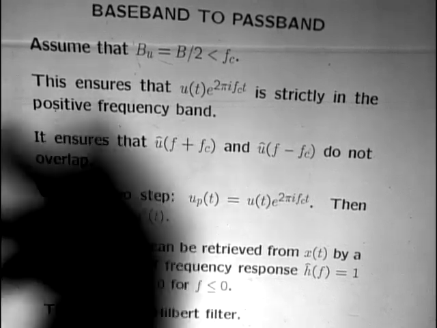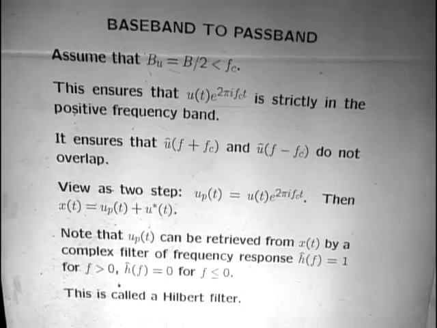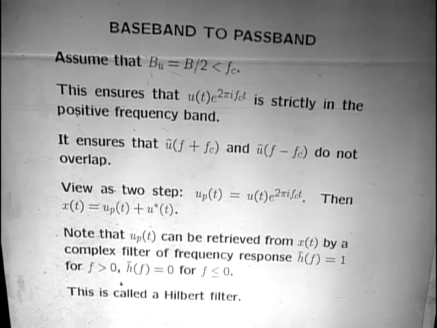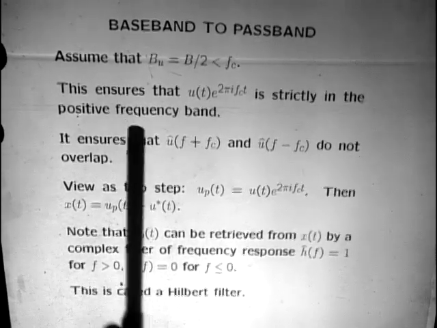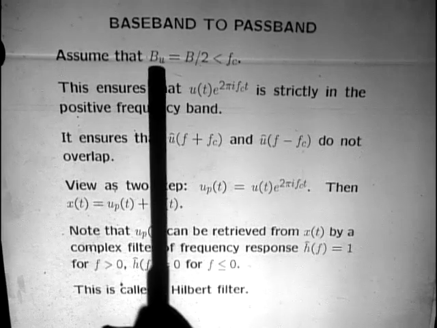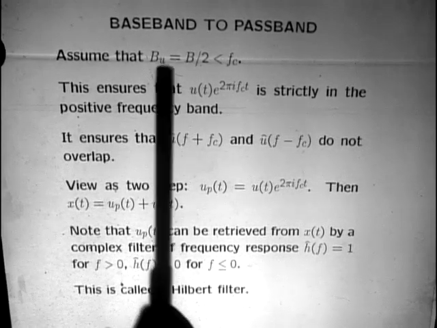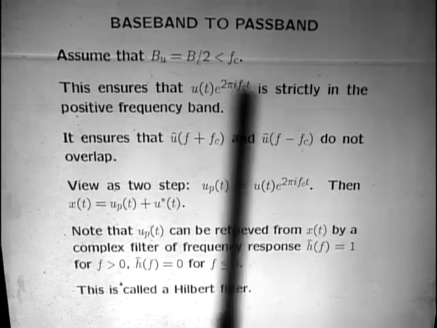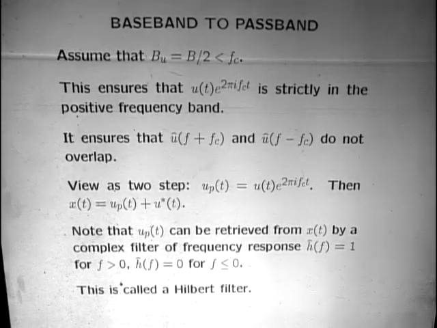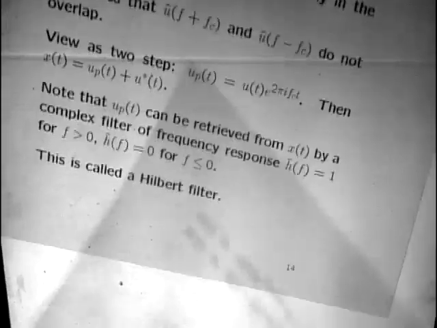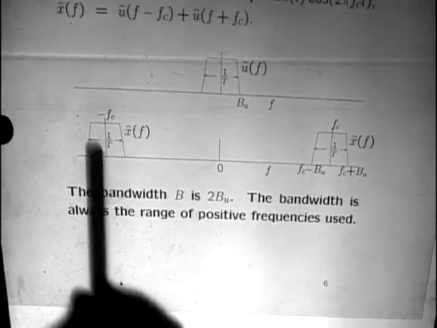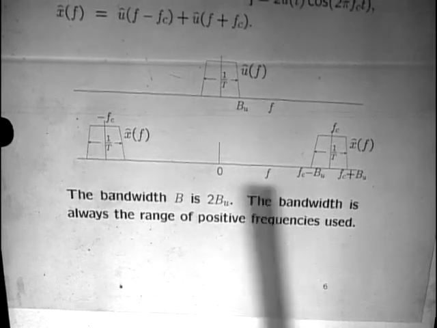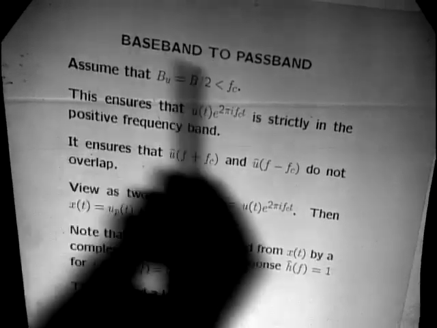Okay, so finally, we want to go from baseband to passband. We talked about this a little bit in terms of these frequencies. The baseband frequency, B sub u, we want to assume that that's less than the carrier frequency. This is the condition we needed to make sure that the positive frequency part is separated from that and doesn't cause intersymbol interference between the two. Okay, so everything we do will make this assumption.